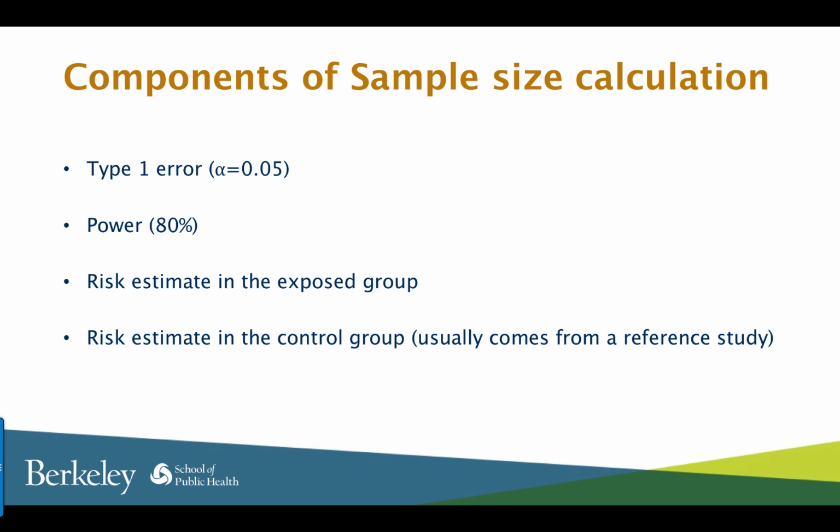Okay, so we just calculated our power, and now let us look at sample size calculation. This is what you may be mostly doing, especially when you are submitting grant proposals for a study. You almost cannot escape calculating sample size. So to calculate sample size, you need type 1 error, power, and effect size in the exposed and unexposed group, and this usually comes from a reference study conducted in the past.